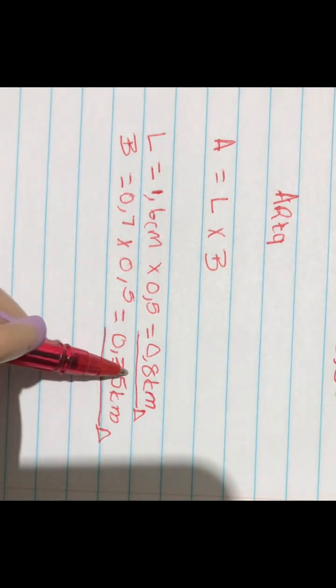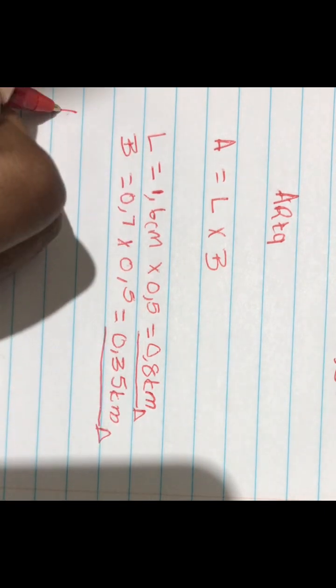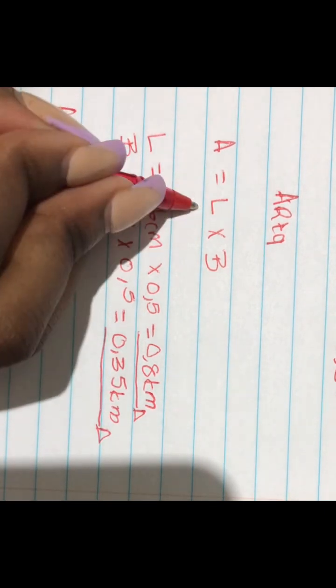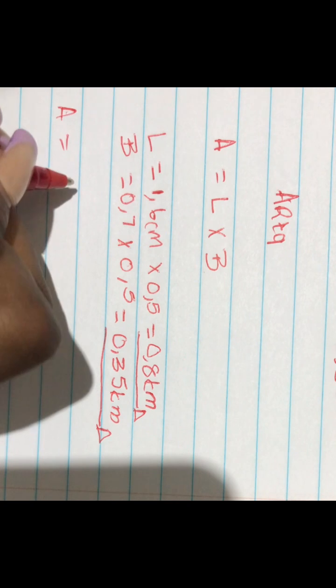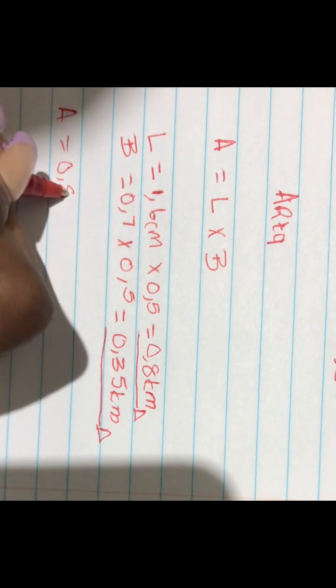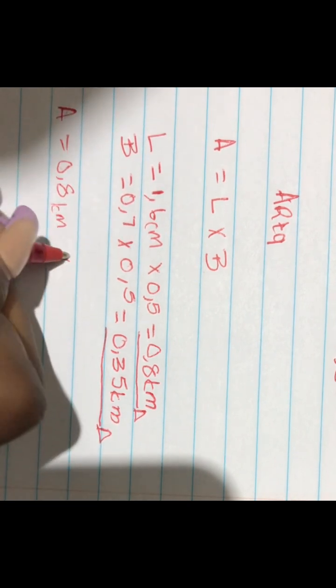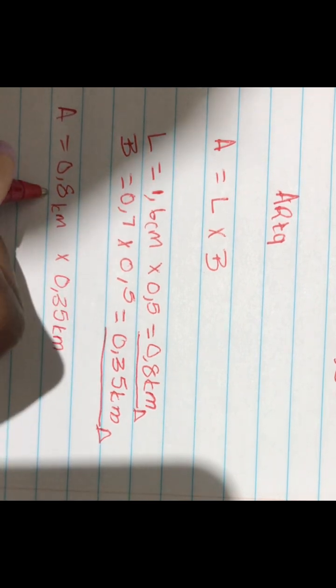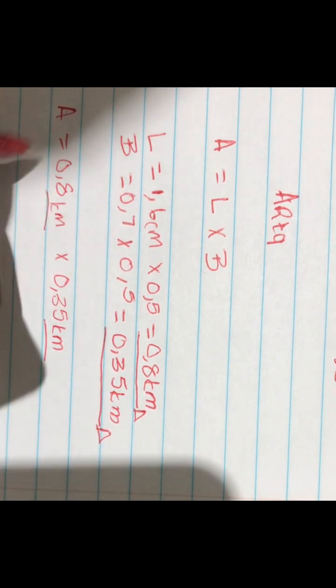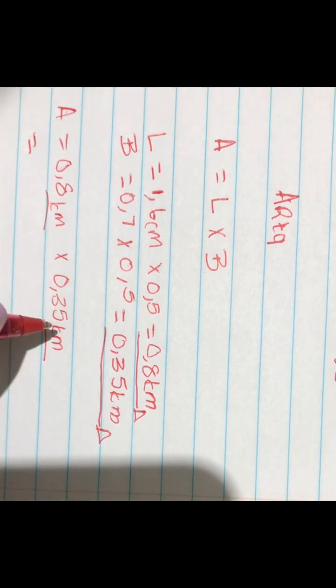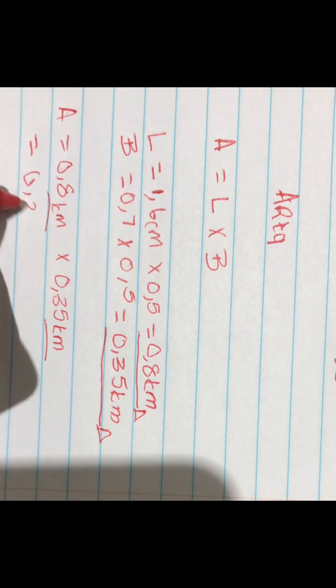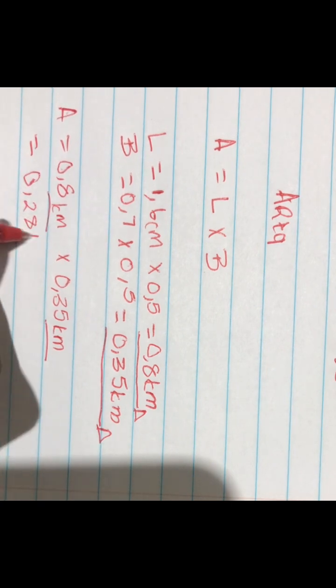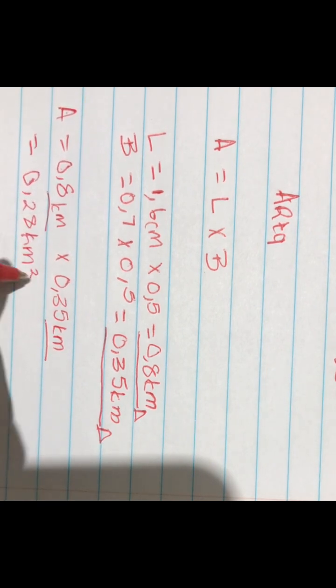Then since we have transformed both measurements into kilometers, we can now apply the length times breadth formula of the area. Our length is 0.8 kilometers multiplied by our breadth, which is 0.35 kilometers. Since both are in kilometers, our answer will be in kilometers squared. So our final answer is 0.28 kilometers squared.